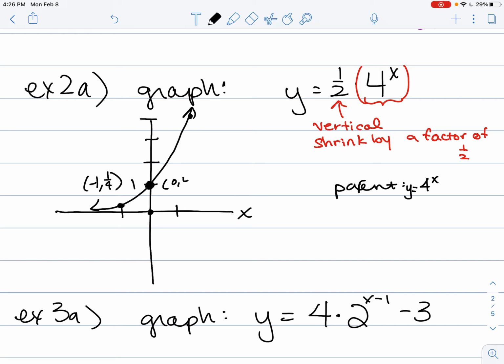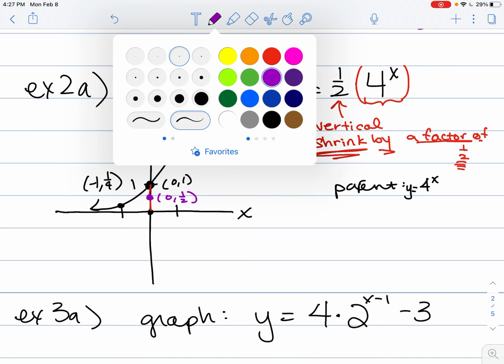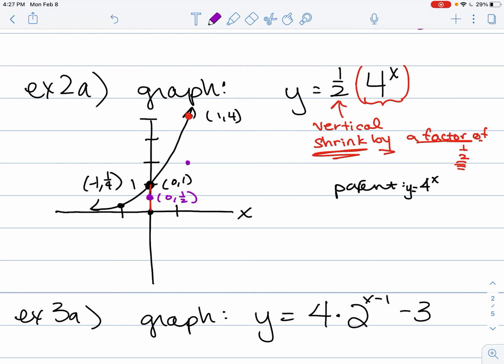Looks like this. Okay, so these are the points at -1, 1/4, 0, 1. That wasn't very good. And 1, 4. Now, we're going to graph this with a shrink by a factor of 1/2. So every value, we're going to shrink it by 1/2. So here, there's a distance of 1. So a shrink at that point would be 1/2 of that. Here, there's a height of 4. So 1/2 of that would be 2. Okay? And then here at this point, it's a height of 1/4. So half of that would be 1/8.